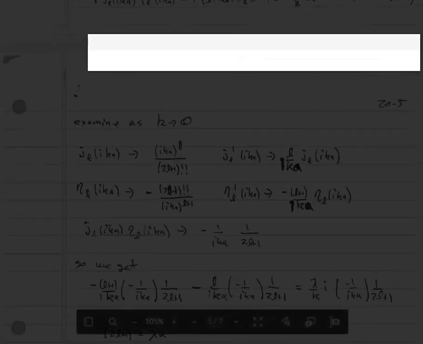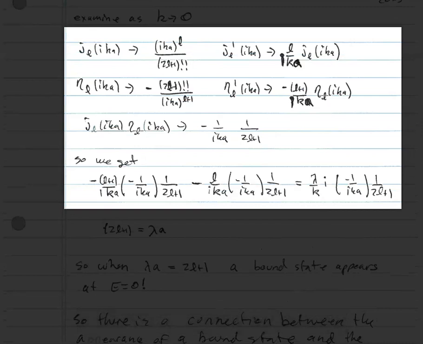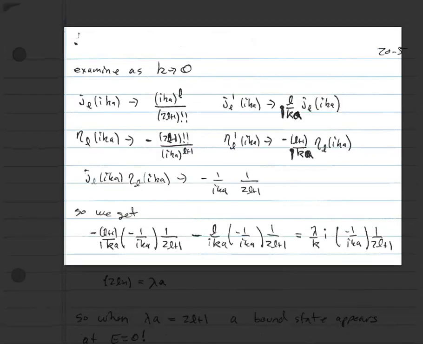And when you do that, what you find is you get minus (l+1) over iκa times minus 1 over iκa times 1 over 2l plus 1. That we're getting from the fact that j_l η_l is equal to this product, minus 1 over iκa, 1 over 2l plus 1. And this first term is a j_l η_l', so we have this extra factor of minus (l+1) over iκa. And then we're subtracting, we get the same factor of the product of j_l with η_l, but now we're looking at the j_l', so we'll get an l over iκa. And then that equals λ over κ times the product of the j_l with the j_l plus i η_l.